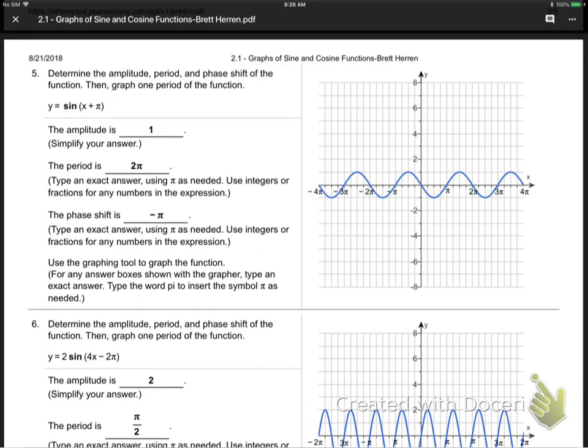Y equals sine x plus pi. So on number 5, y equals sine of x plus pi. It's been a long time since we've done problems. It's been like a week or more than a week. So let me remind you.